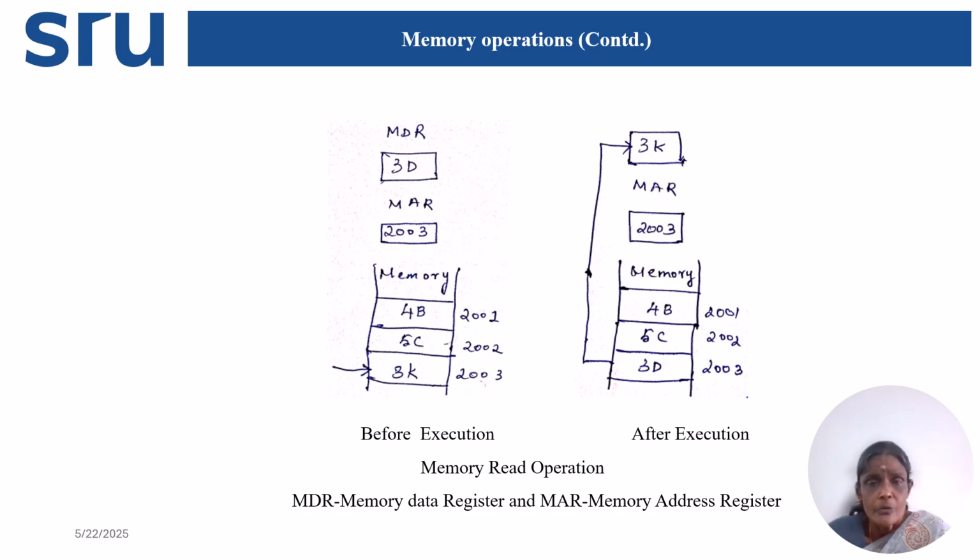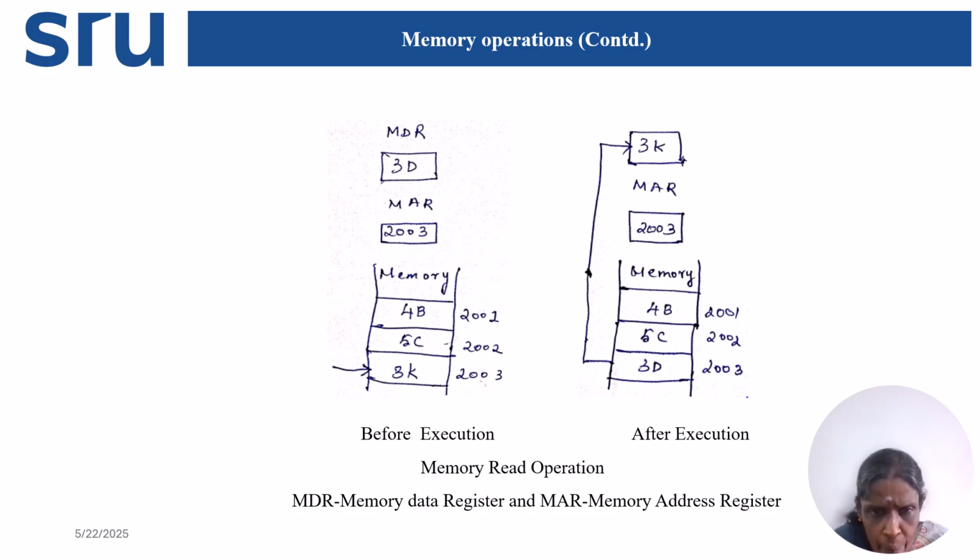Next one. So diagrammatically, how it is done. First one, memory data register. MDR means memory data register. MAR, memory address register. So here we are assuming that the memory data register contains a value of hexadecimal 3DH, and the memory address register, now the pointer shows 2003.